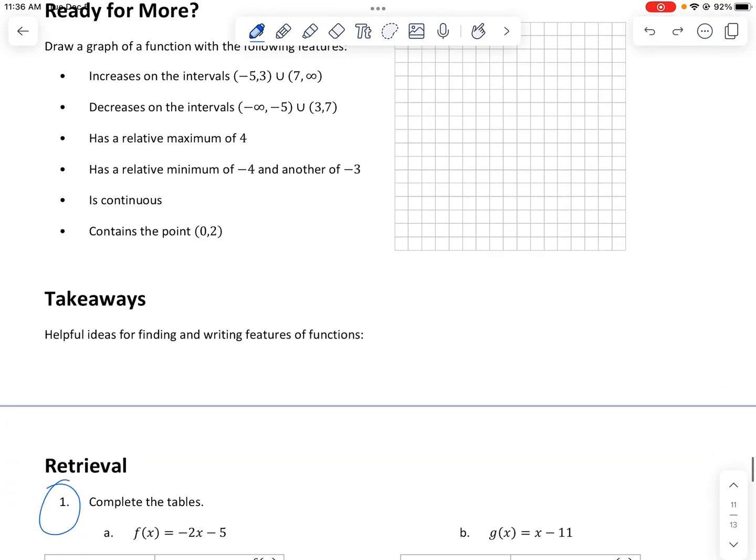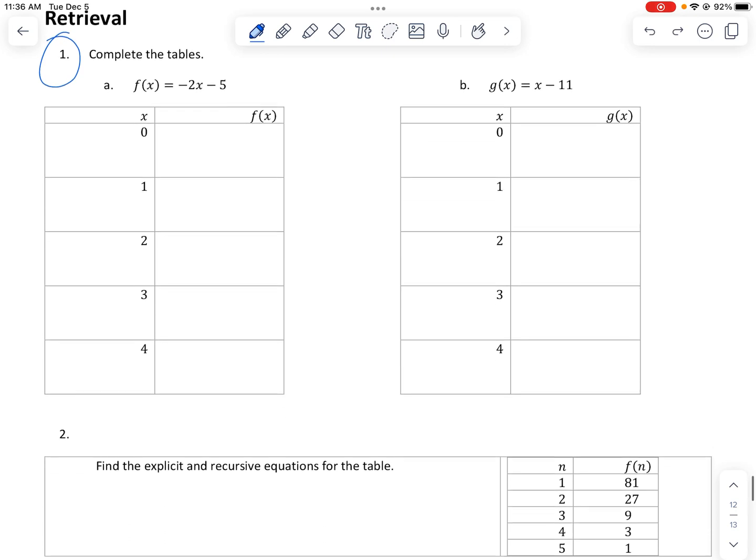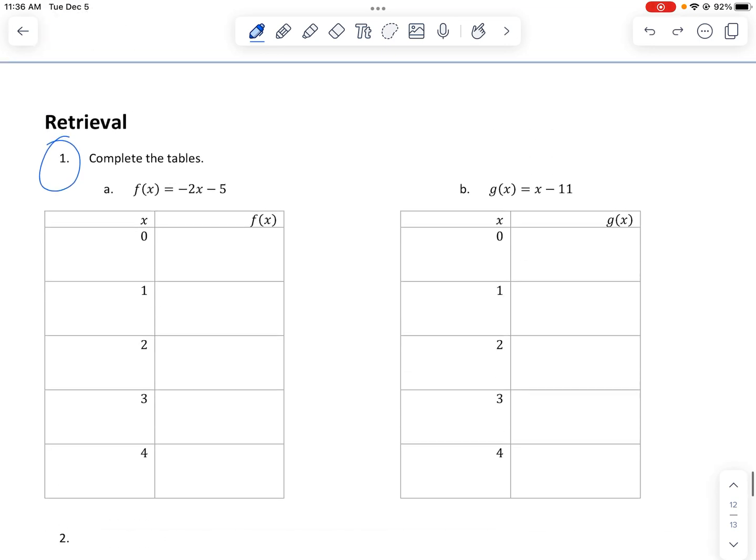But let's get past that section there. Let's jump to the retrieval part. In the retrieval part, you need to complete some tables. And when it means complete the tables, like here are some x's, what are the y values that go with them? So you're just filling in the blanks there.